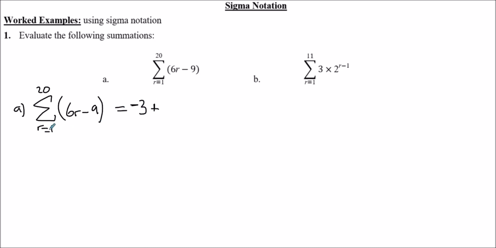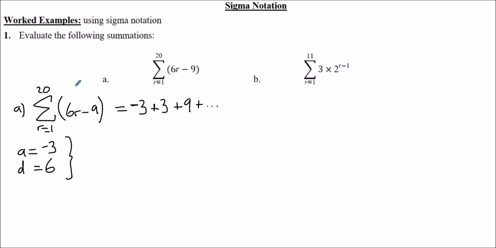When r is 2, 6 times 2 is 12. 12 minus 9 is 3, and so on. Do one more. When r is 3, 6 times 3 is 18. Take away 9 gives us 9. So I'm hoping you can see here, this is going to be an arithmetic series with common difference 6. The first term, a, is minus 3. The common difference is 6.